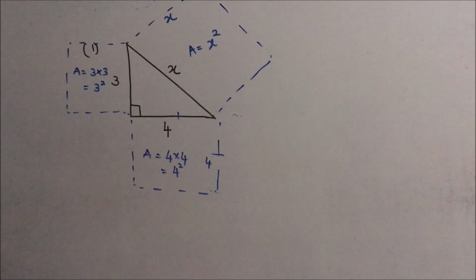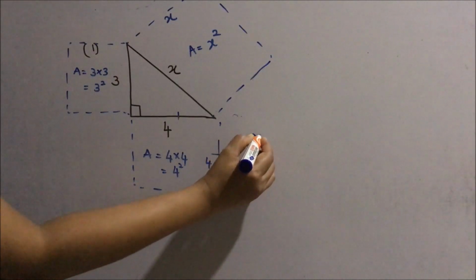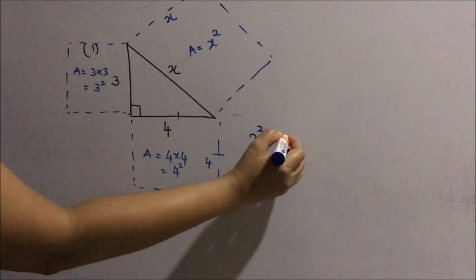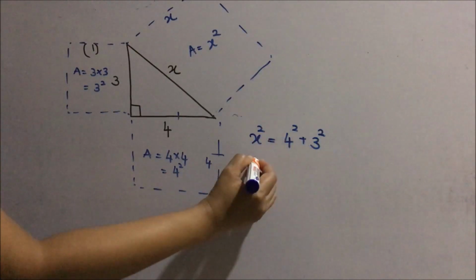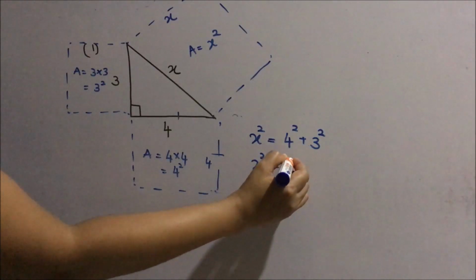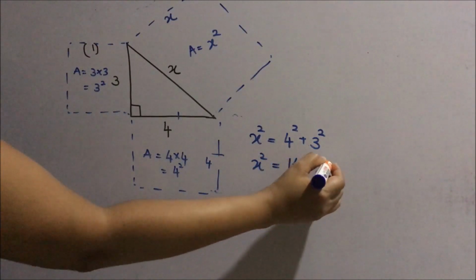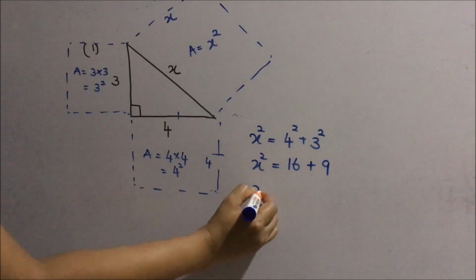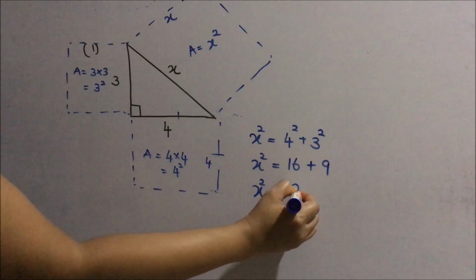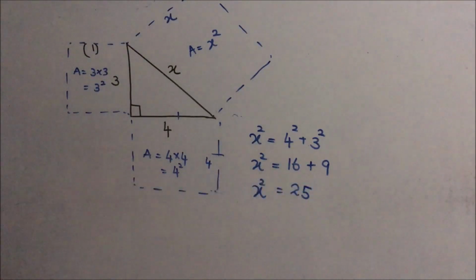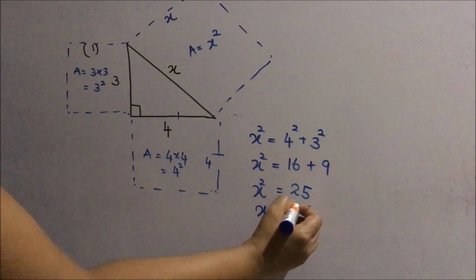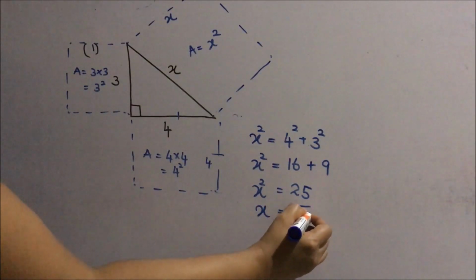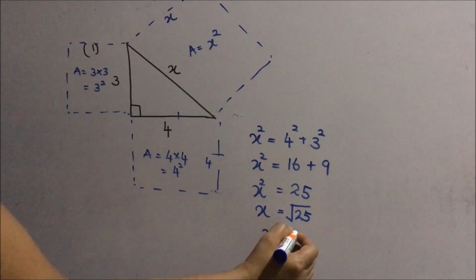According to the Pythagoras relation, x square equals 4 square plus 3 square. Then x square equals 16 plus 9. Then x square equals 25. Then x equals the square root of 25, x equals 5.